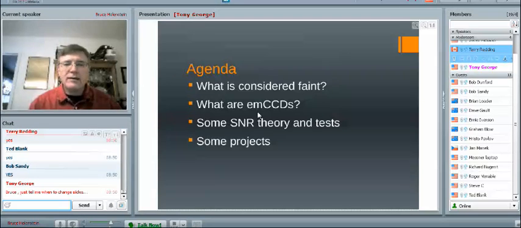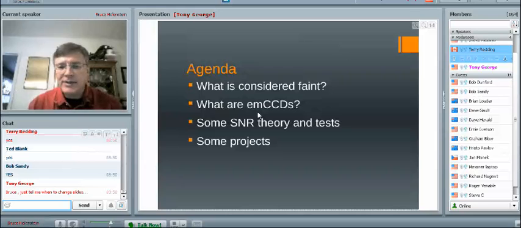The agenda: first we'll talk about what we may consider to be faint, what EMCCDs are and how they operate, some signal-to-noise ratio theory and tests in the field, and some projects to extend the usefulness of EMCCDs. Next slide.